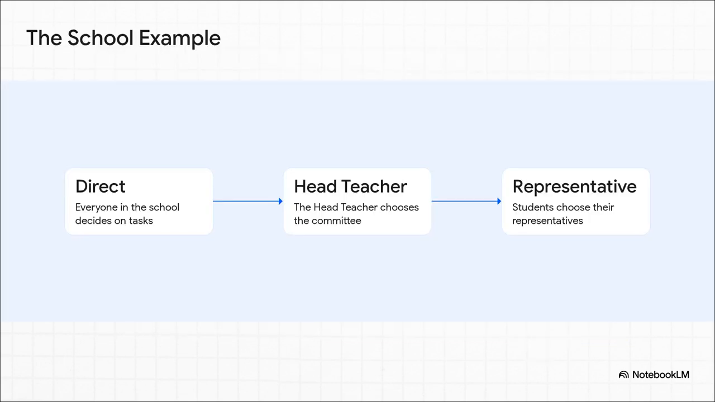To really wrap our heads around how societies choose a government to achieve these goals, let's shrink things down to a super relatable school example. Imagine your school needs a student committee to organize daily tasks like sports, lunches, and assemblies. You basically have 3 ways to do this. Option 1, everyone in the school decides on everything. Option 2, the head teacher just picks the committee. Or option 3, the students elect representatives from each grade.